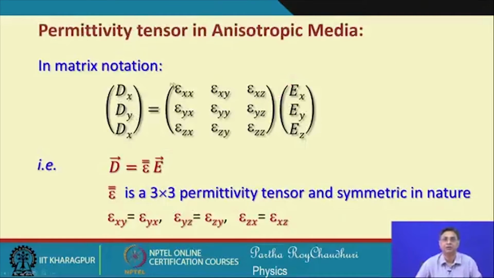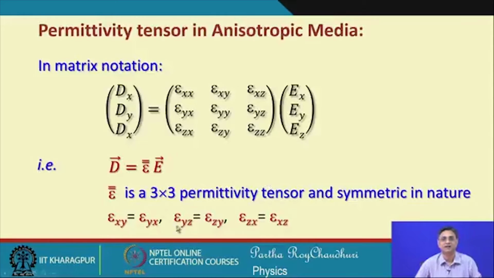written in the form of a matrix equation, that is dx, dy, dz will be equal to all the 9 components in a 3 by 3 matrix epsilon xx, epsilon xy, epsilon xz and so on, multiplied by Ex, Ey and Ez. In a compact notation, we can write this matrix equation as D equal to epsilon tensor into the electric field. So, this epsilon tensor, as you have seen, is a 3 by 3 permittivity tensor, and this tensor will be seen to be symmetric in nature.